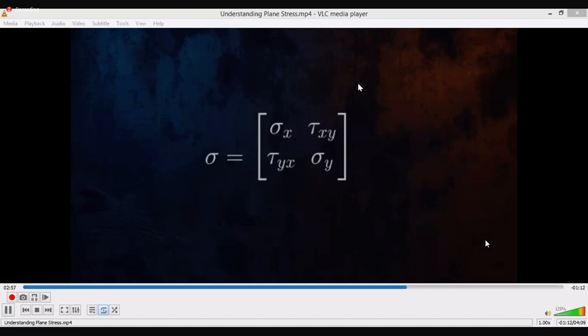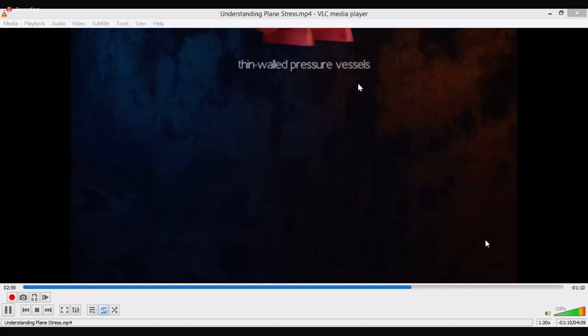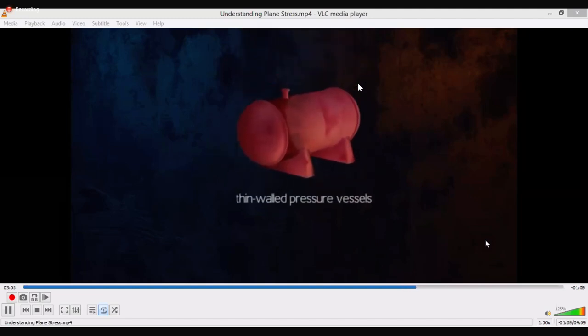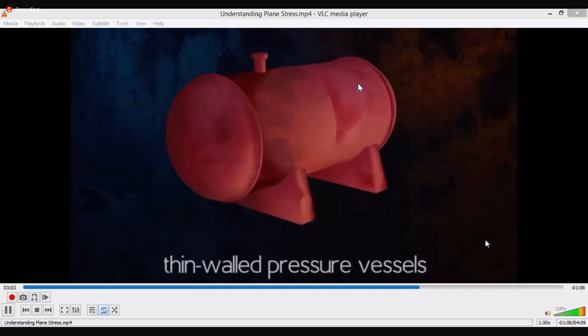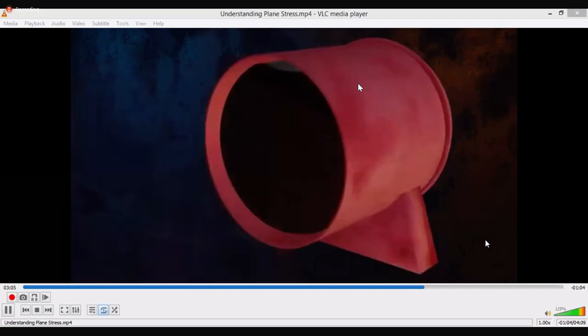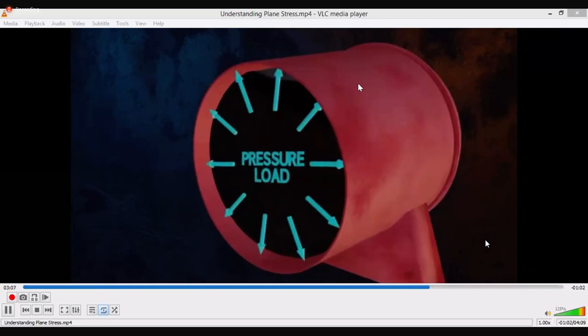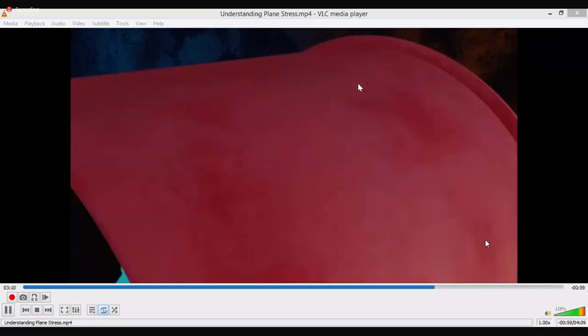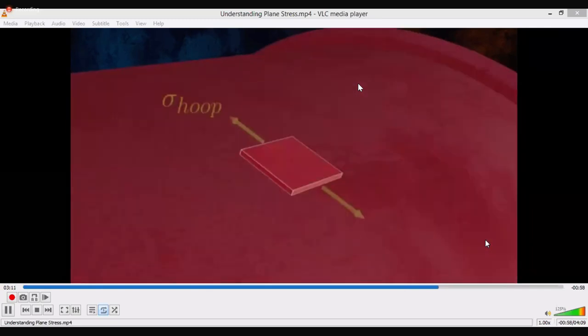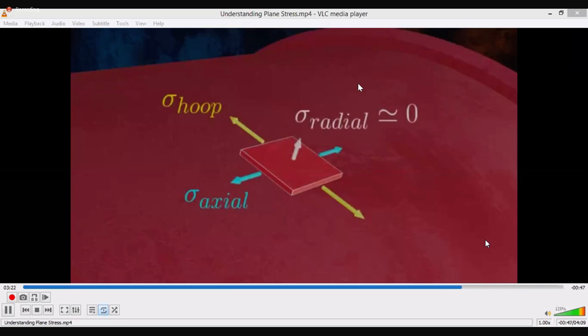Let's look at two more examples of situations where it might be appropriate to assume plane stress conditions. Pressure vessels can sometimes be modeled using plane stress assumptions. Pressure load generates hoop stresses, which are oriented around the circumference of the vessel, and axial stresses. If the vessel wall is thin compared to its diameter, radial stresses will be close to zero, and plane stress conditions will be applicable.